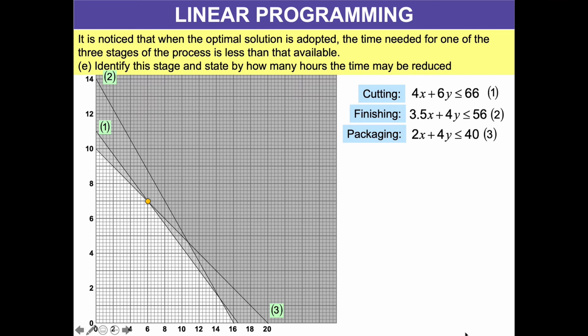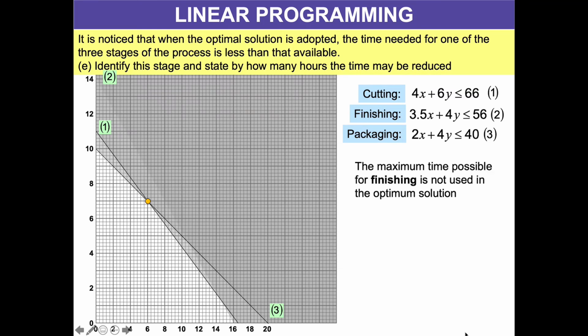That means in here I could actually take that line, number 2, and move it closer because it would not affect anything. It would not affect the optimal solution, right? So this line I can take and move it closer to the optimal solution, to the yellow point, because the maximum time possible for finishing is not used in the optimum solution.